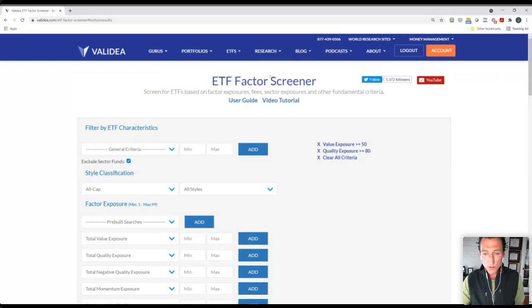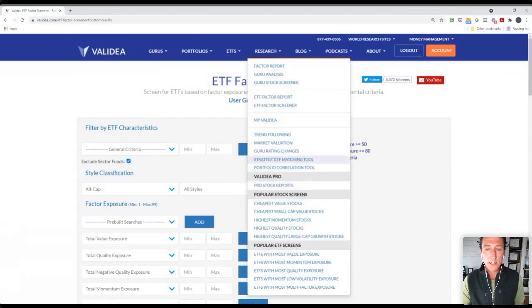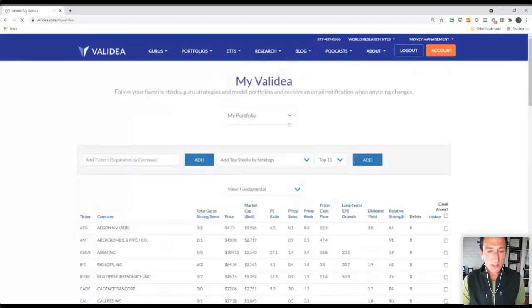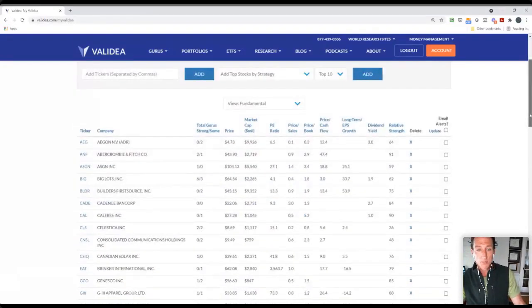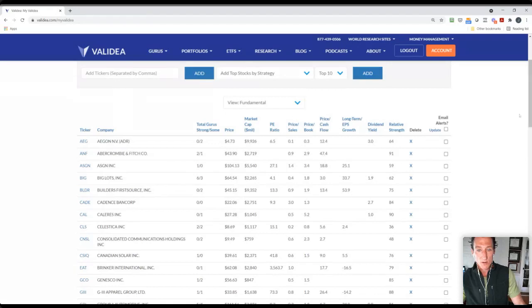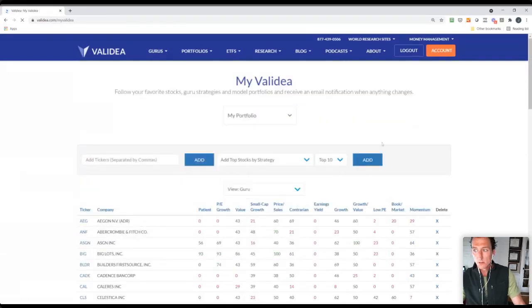The other thing I was going to show you real quickly is our My Validea, because while all this sounds good, investors need to be reminded sometimes that these things are happening. So what My Validea is, it's basically an alerting system that is set up. You can put the stocks in your portfolio into here to see how they score and how they rank, based on a fundamental view and a guru view. So this is kind of nice.